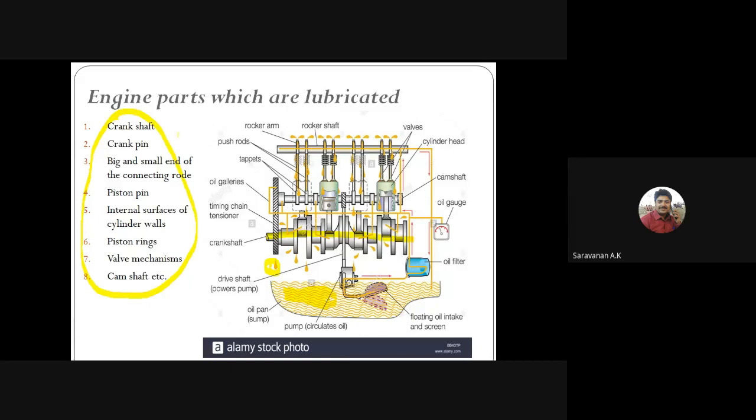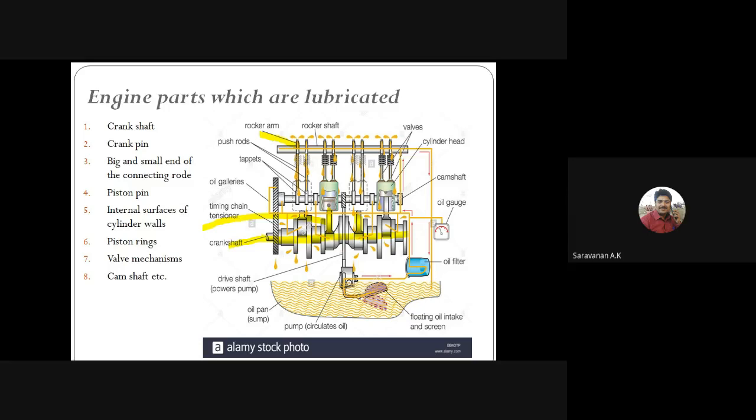So the crankshaft, which rotates. Connected to the crankshaft is the camshaft. This is the camshaft. And this is the connecting rod, and this is the crankshaft, and these are the valves.